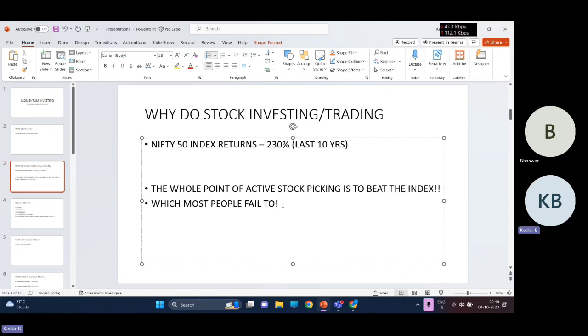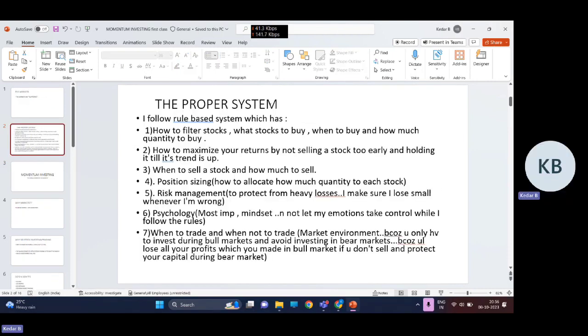What I've observed is most people fail to beat the benchmark, I mean the Nifty 50. But momentum investing beats it, which is why it's one of the most profitable strategies as compared to value or fundamental investing. So, the proper system, yeah.